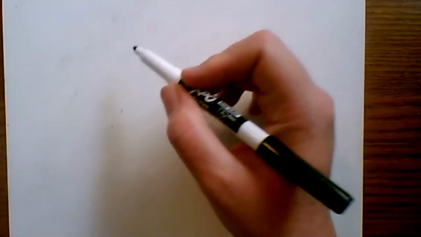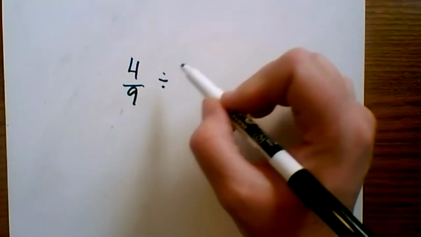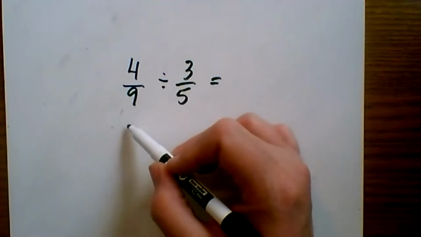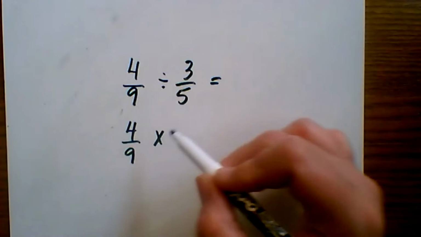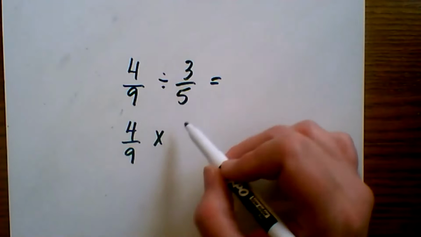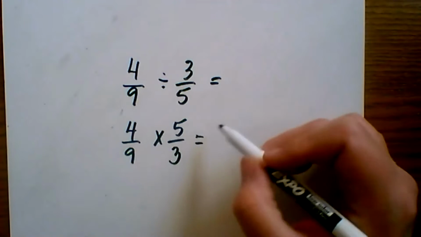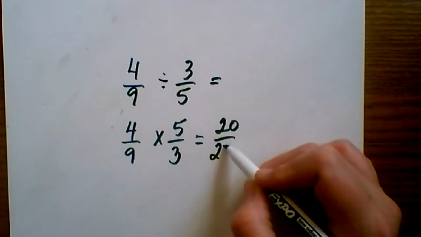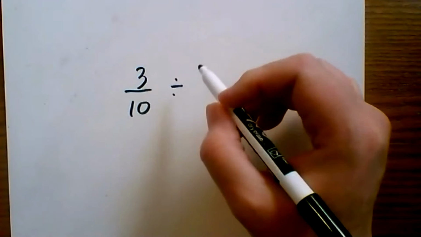So the next one is 4/9 divided by 3/5. And we just did the reciprocal for the 1/4. We're going to do the same thing here. What's the reciprocal of 3/5? It's 5/3. And we just multiply across. 4 times 5 is 20. 9 times 3 is 27.